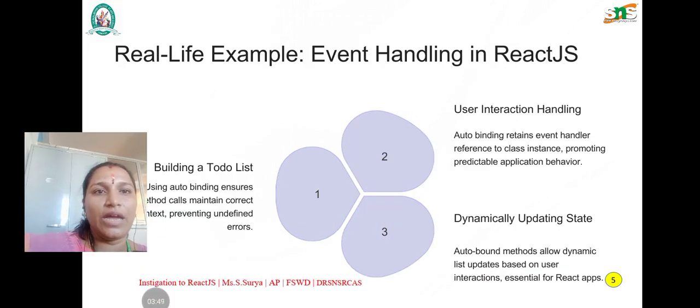Once again, in real life, event handlers in React, such as in building a todo list, maintain the correct context and prevent undefined errors. User interaction handling retains the same process across the class instance, promoting a predictable application, and everything is dynamically updated with the state. These interactions are essential for React apps.